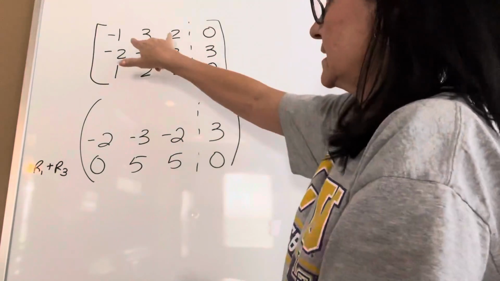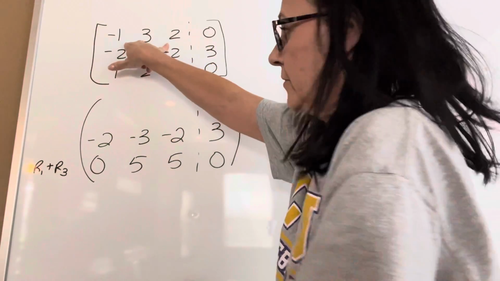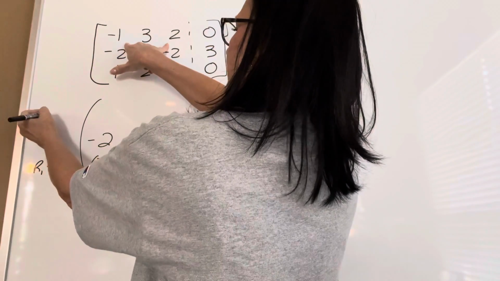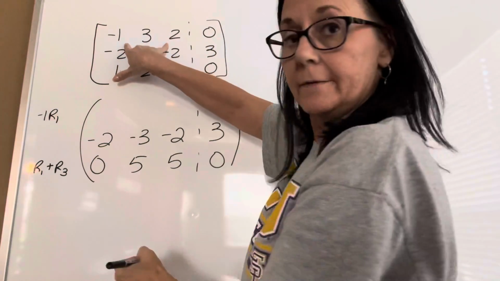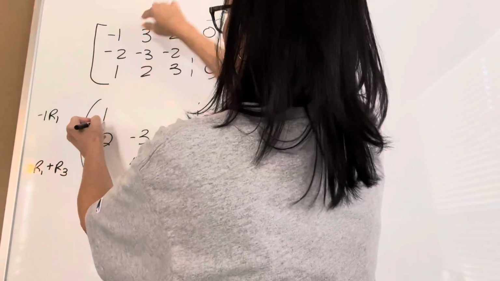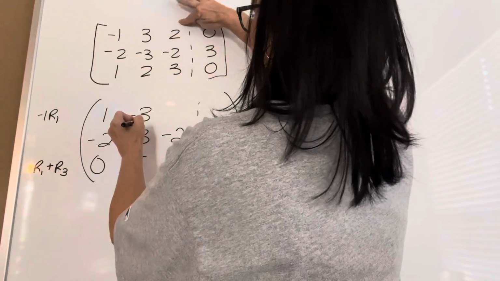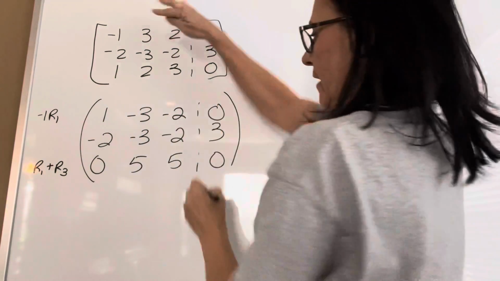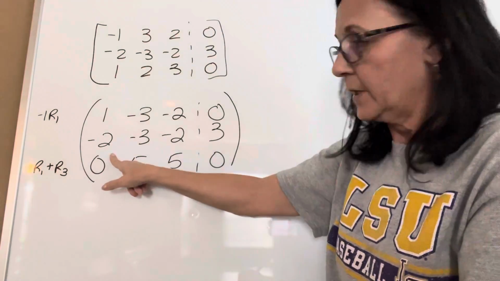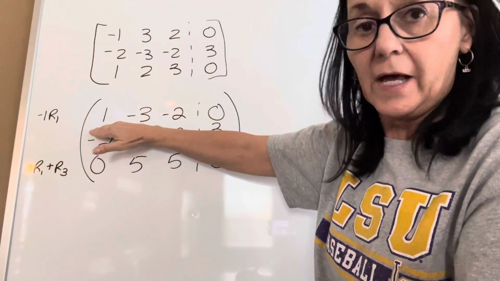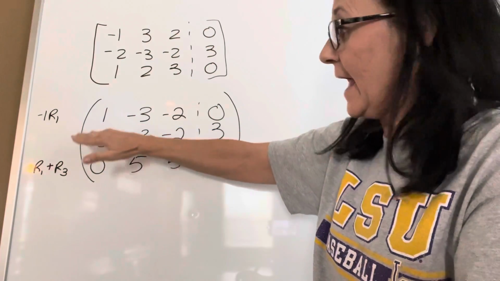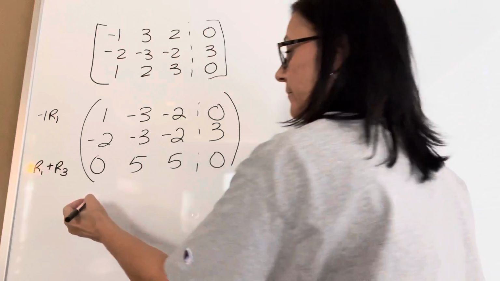I'm going to combine steps. Now I'm going to take this first row and I'm going to multiply every term by negative 1. So it makes it 1, negative 3, negative 2, 0. Now I want a 0 here. So I'm going to take row 1 and multiply it by 2 and add it to row 2.